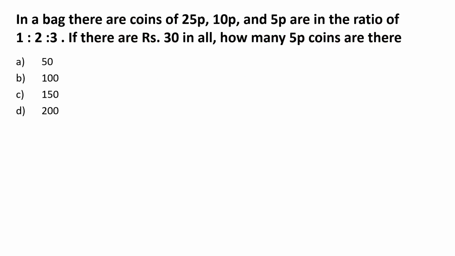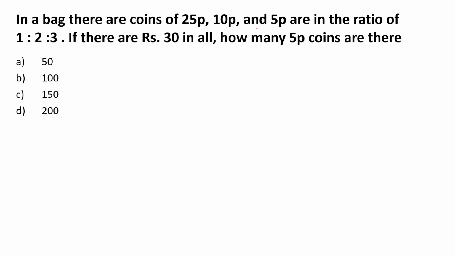In a bag, there are coins of 25 paisa, 10 paisa and 5 paisa in the ratio of 1:2:3. If there are 30 rupees in all, how many 5 paisa coins are there? Read the question again. The total amount was 30 rupees. We need to find the number of coins of 5 paisa.